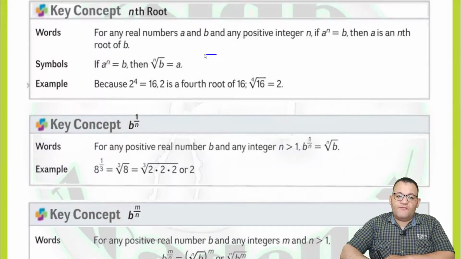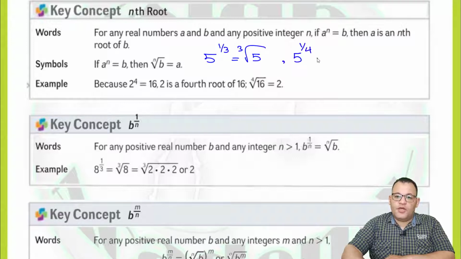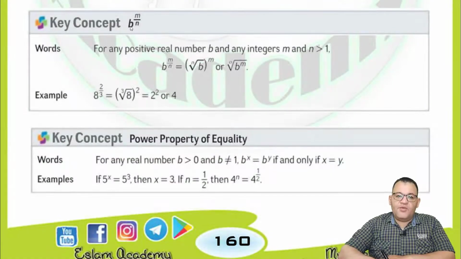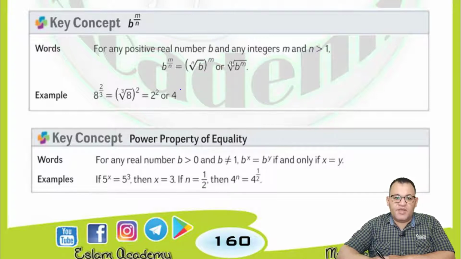For example, if we have 5 to the power 1 over 3, it will be equal to the cubic root of 5. And if we have 5 to the power 1 over 4, it will be the fourth root of 5. If we have 6 to the power 1 over 5, the answer will be the fifth root of 6. But if we have b to the power m over n, it will be equal to the nth root of b all raised to the power m, or the nth root of b to the power m. That will be the same.